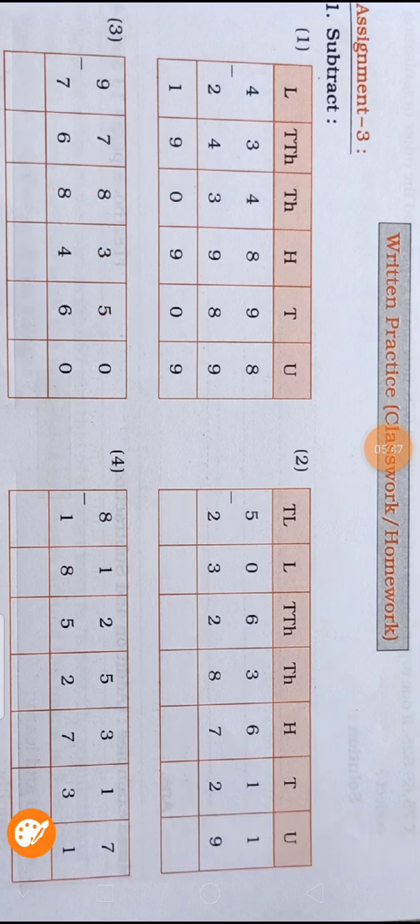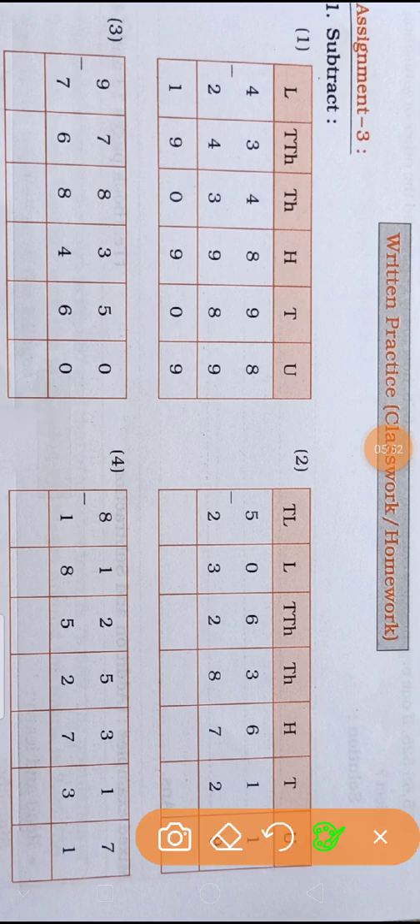Here is the fourth one. 7 minus 1, what is the answer? 6. 1 minus 3, it's not possible in the 10 place. Then what will we take? We will borrow one from the 100 place. So the 100 place number 3, 3 minus 1, here remains 2. After taking the borrow, which number forms here? 11. 11 minus 3, 8.